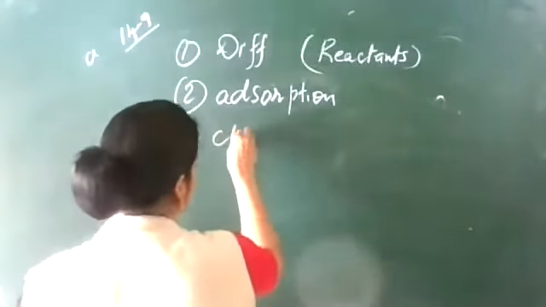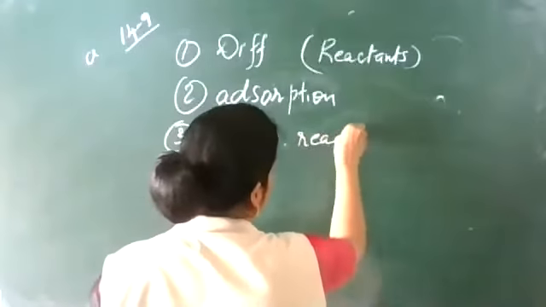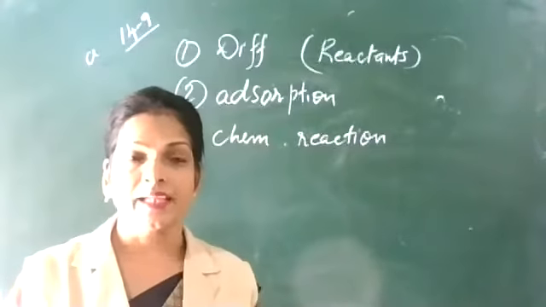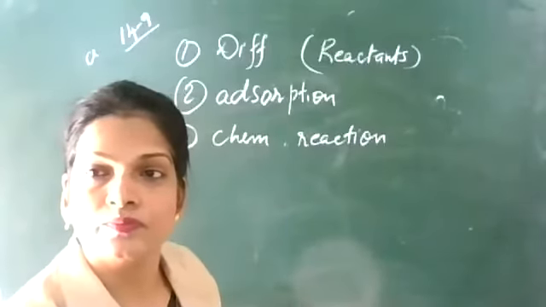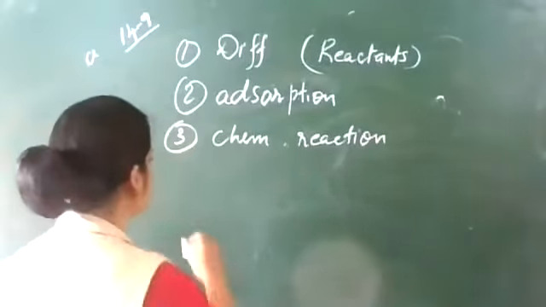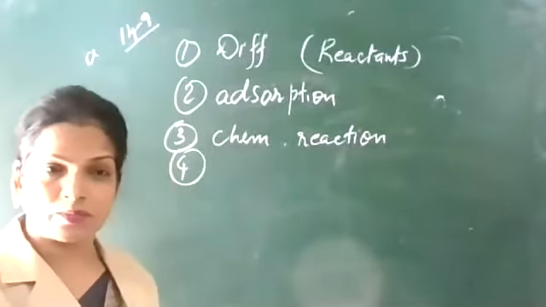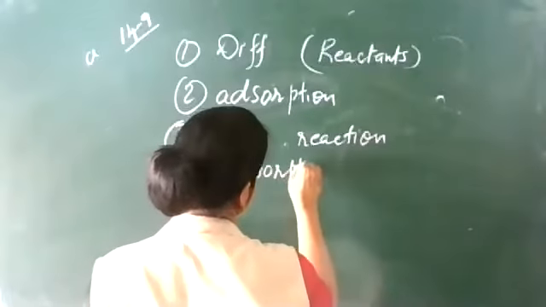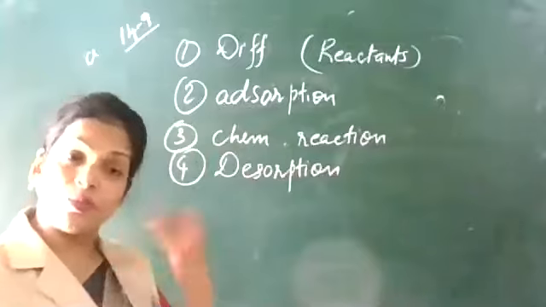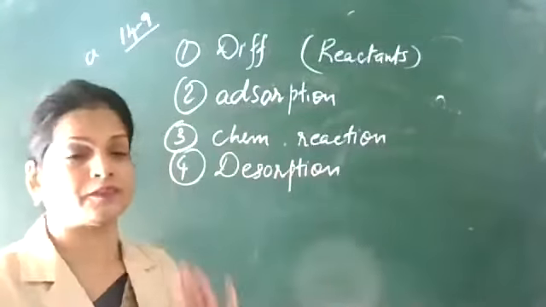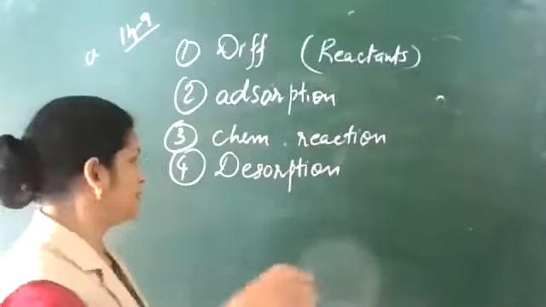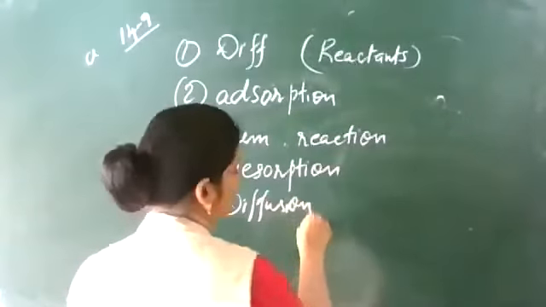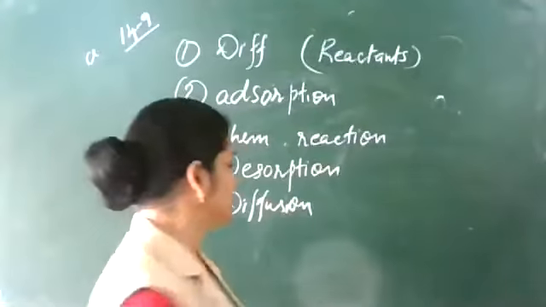Number three, chemical reaction. The chemical reaction takes place between the reactants on the surface of the catalyst, and the products are formed. Number four, after the products are formed, they get desorbed, that is dissociation, from the surface of the catalyst, and they are taken away. That means diffusion of the products from the surface of the catalyst.